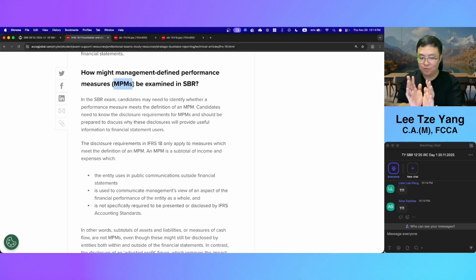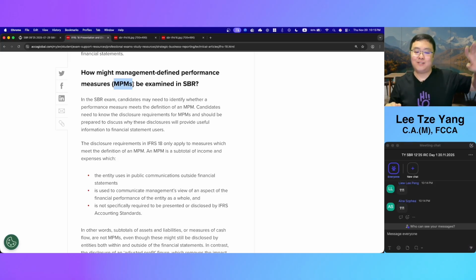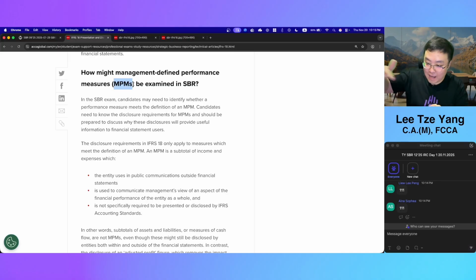So now we assume I'm a listed company. I publish MPM not in the financial statement, everyone. Let's be clear, not in the financial statement. I publish MPM somewhere else. Where is that somewhere else? Maybe I publish the MPM on my website. I want to tell people, look, I have these earnings before interest and tax, EBITDA of this amount, and I'm very proud of that. That is MPM. So they publish it somewhere outside the financial statement, not in SOPL, somewhere outside the financial statement.